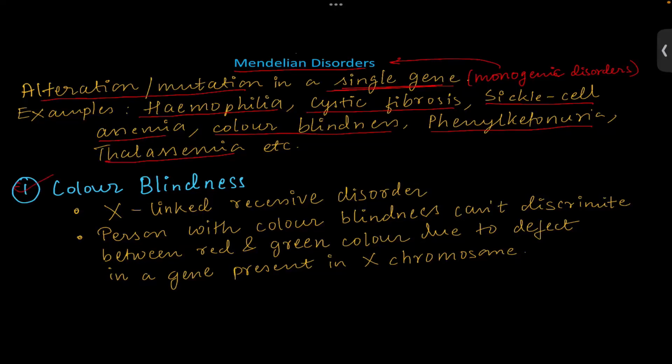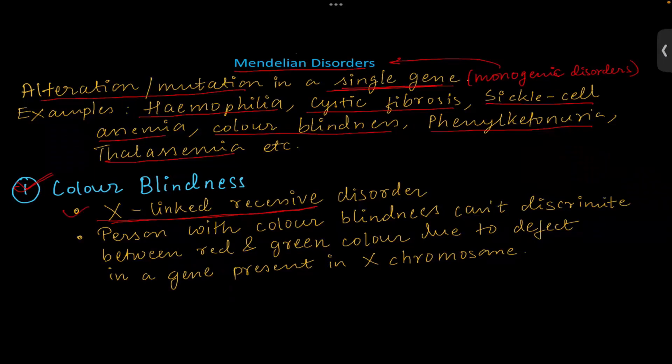First is the disorder where a person is not able to distinguish between colors. That is color blindness. This color blindness disorder is actually an X-linked recessive disorder, which means the mutated gene is present in the X chromosome, and that mutant allele is recessive in nature, which means the affected person will have two copies of the mutant allele. Then only that person will show the symptoms of color blindness.